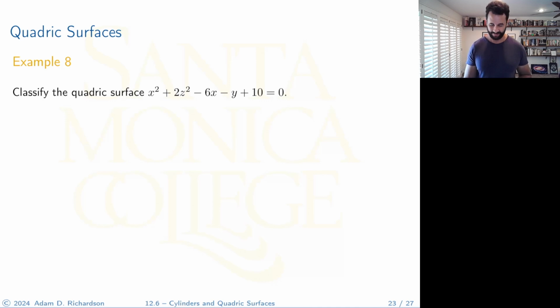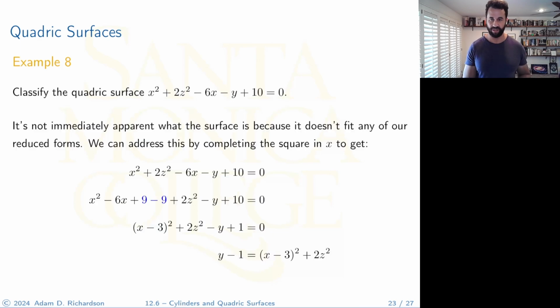All right, here we go. It's not immediately apparent what it is because it's not quite in the right form. But what we can do is complete the square. The issue is we have this extra x term. We have an x squared and an x term, so the terms involving x are not merged together. Well, we can merge them together by completing the square.